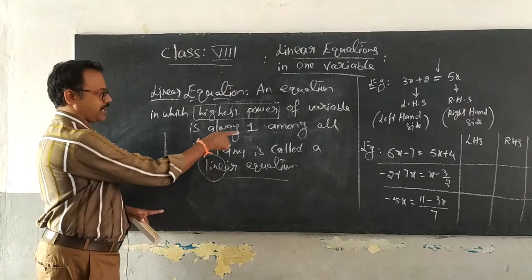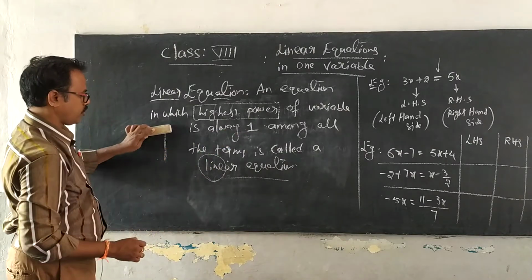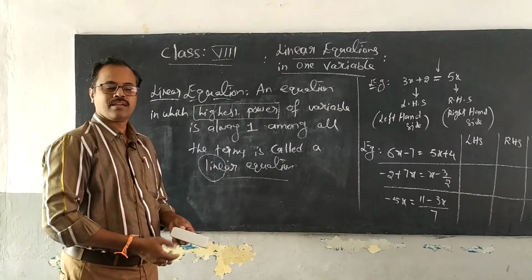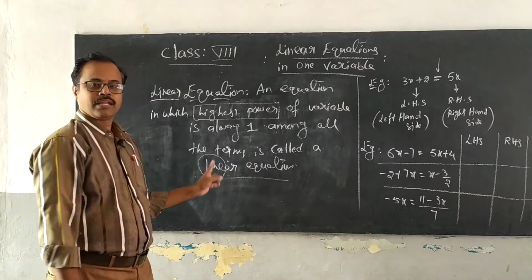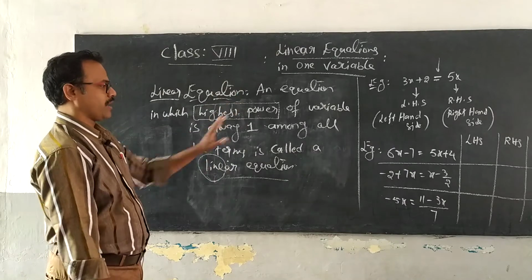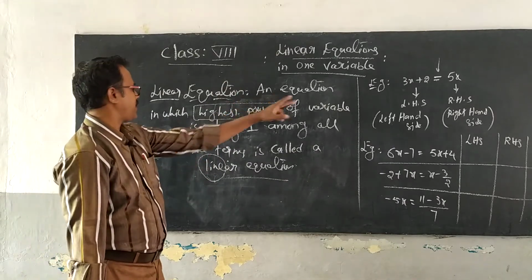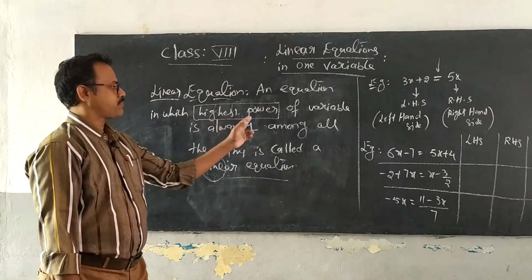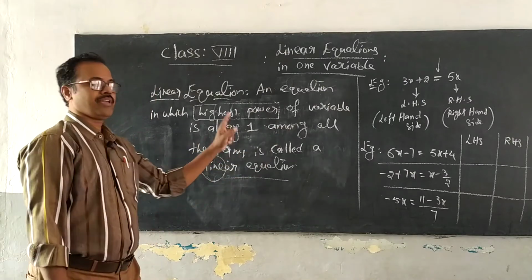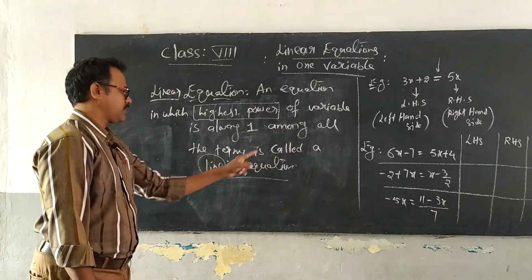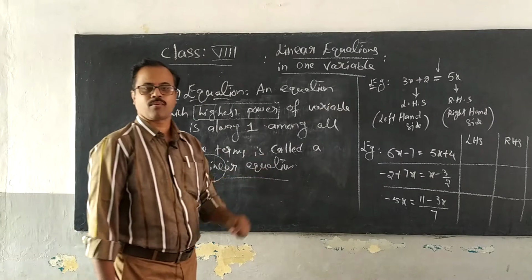In that line you can have a 1 indication. So your brain should always say, whenever listening to the word linear, it is about the power 1. An equation in which the highest power of the variable is always 1 among all the terms is called a linear equation.